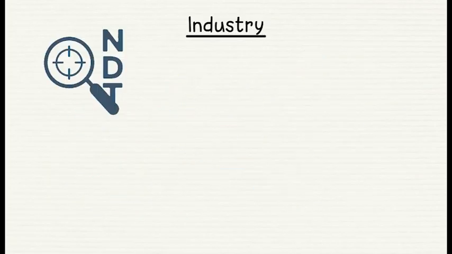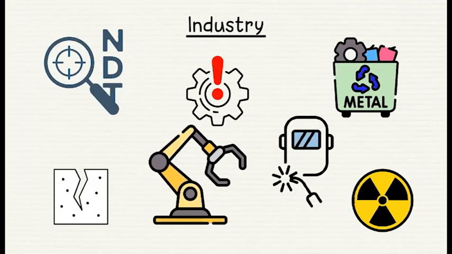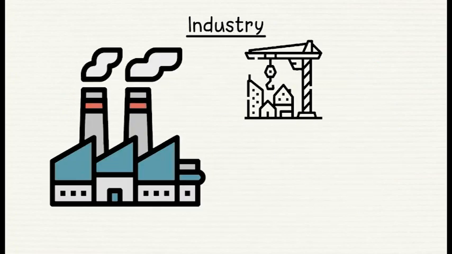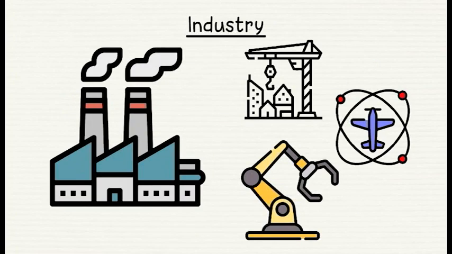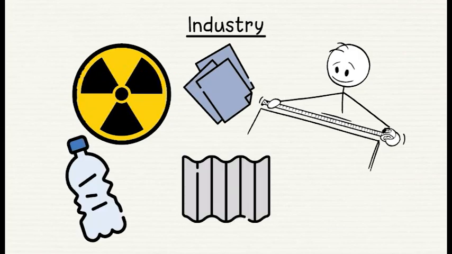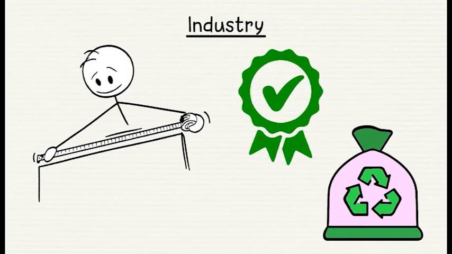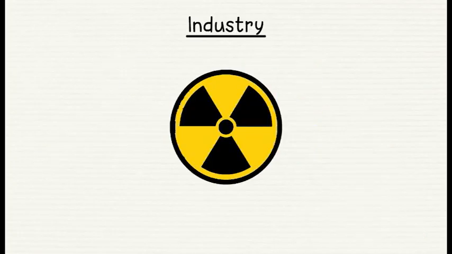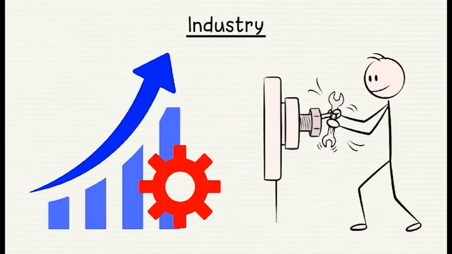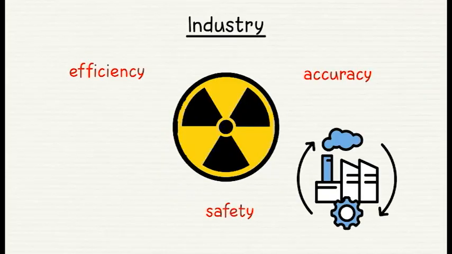Industry. In industry, radiation is widely used for quality control and material testing. Non-destructive testing techniques use radiation to detect internal cracks, defects, or flaws in metals, welds, and machinery without damaging them. This ensures safety and reliability in industries such as construction, aerospace, and manufacturing. Radiation is also used to measure thickness and density of materials like paper, plastic, metal sheets, and liquids during production. These measurements help maintain uniform quality and reduce material waste. Additionally, radiation is applied in sterilizing industrial equipment and improving material properties, such as strengthening polymers. Overall, radiation enhances efficiency, accuracy, and safety in industrial processes.